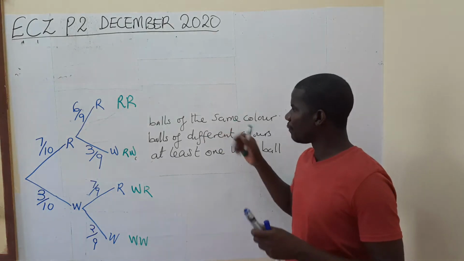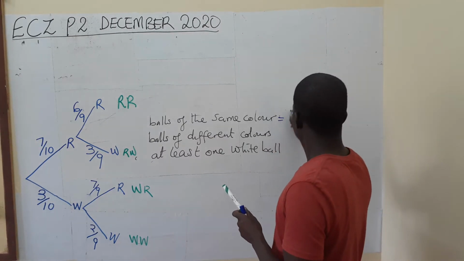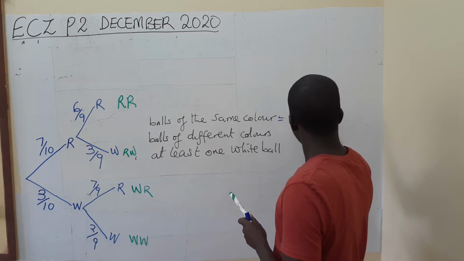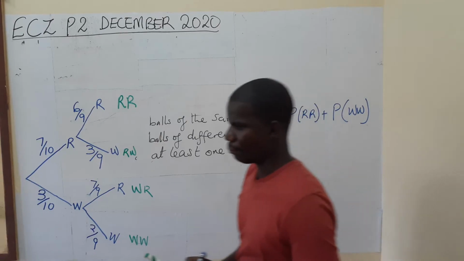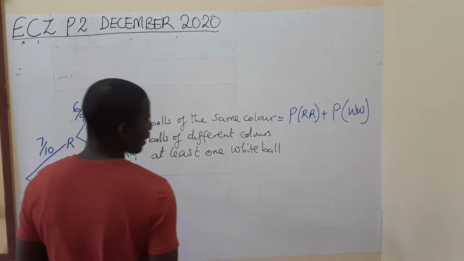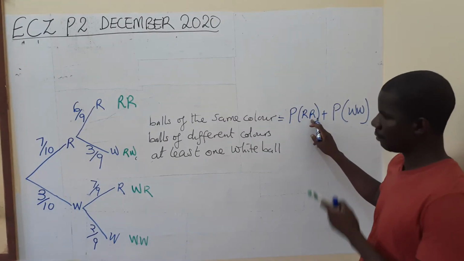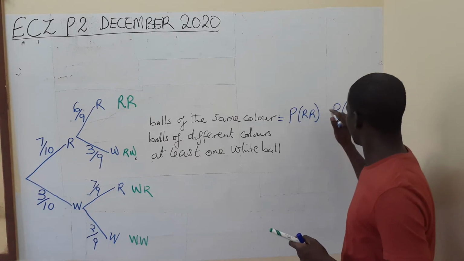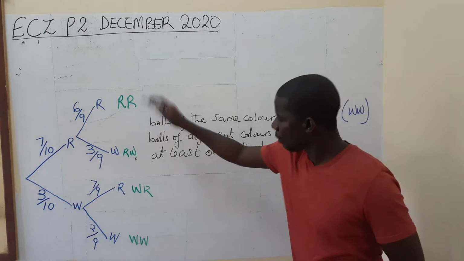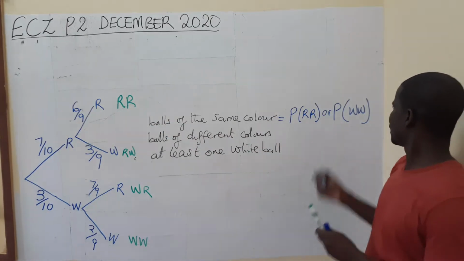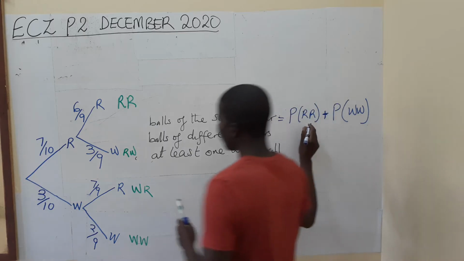We've just been told balls of the same color. So for balls of the same color, the answer must be the probability of red plus the probability of white. Both of them qualify. You know that "and" means multiplication. We can start with "or", which is very important. Of the same colors, it could be this one or this one. And "or" always means addition. So we come to this one now.